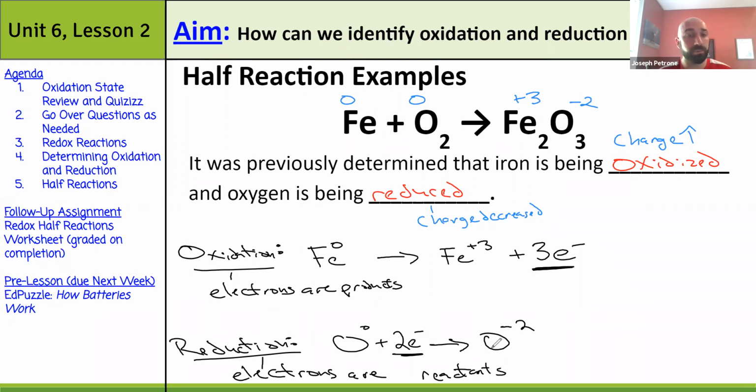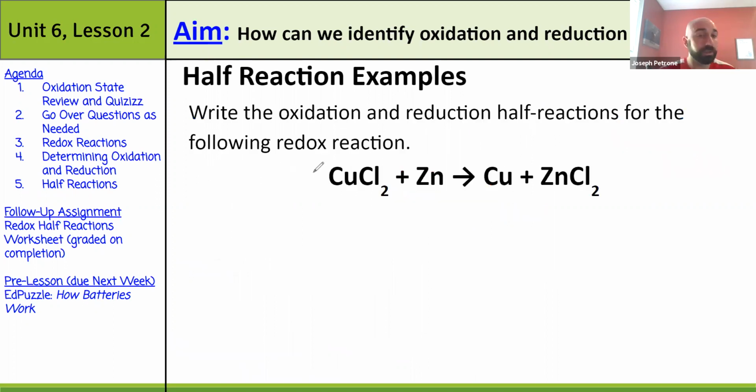So we're going to go through one more of these sets of reactions. So let's clear this. And here. So this is the other reaction that we went over in class. So once again, copper chloride plus zinc yields copper plus zinc chloride. And first thing we need to do is just remind ourselves of which elements are being oxidized and which are being reduced. Again, we do that through looking at the oxidation states.